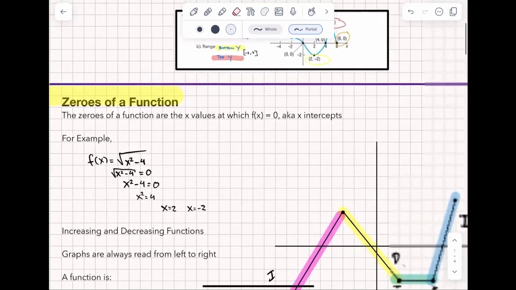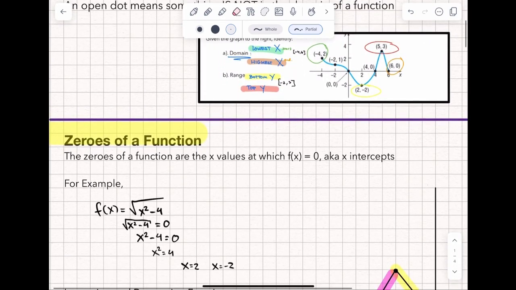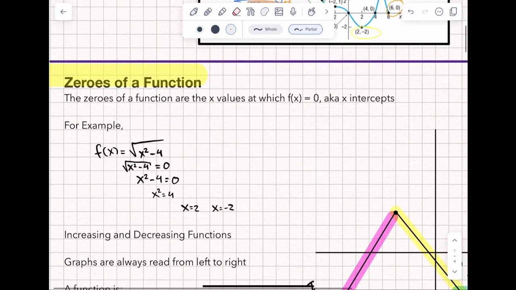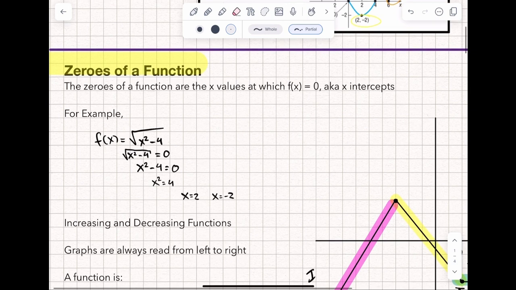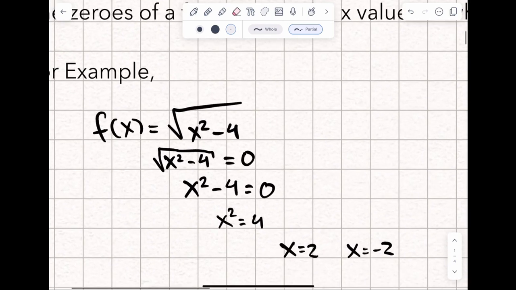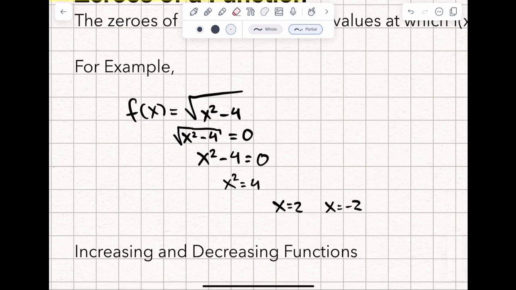Zeros of a function are x values at which f(x) is equal to 0, otherwise known as x-intercepts. For example, we can see that f(x) is equal to the square root of x squared minus 4. We can find the zeros of this function by setting this whole thing equal to 0 and finding out that x is equal to 2 and -2.